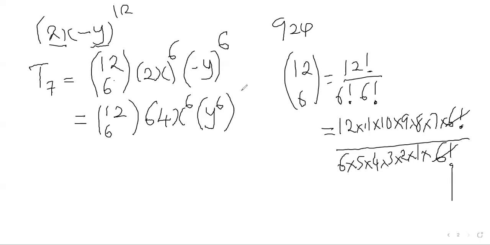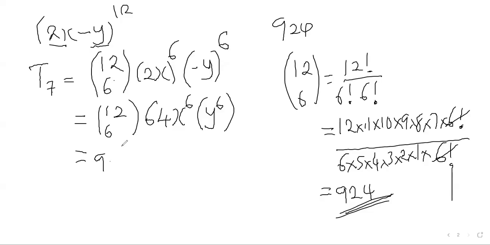So your task is to find the value of this top part here, divide by this. When you do that, you end up with 924. That's what you end up getting. So this 924 is what we are expected to write here.